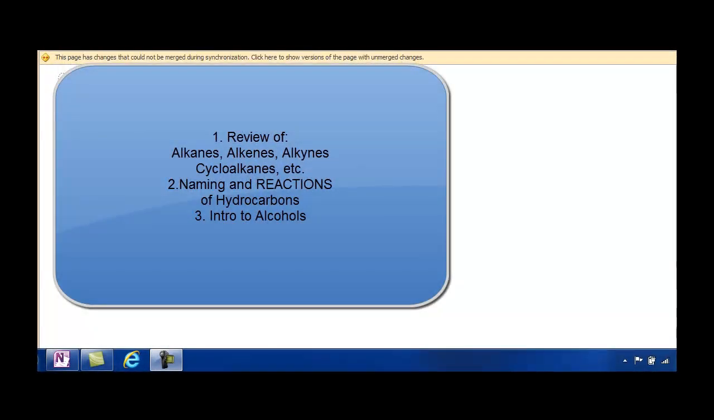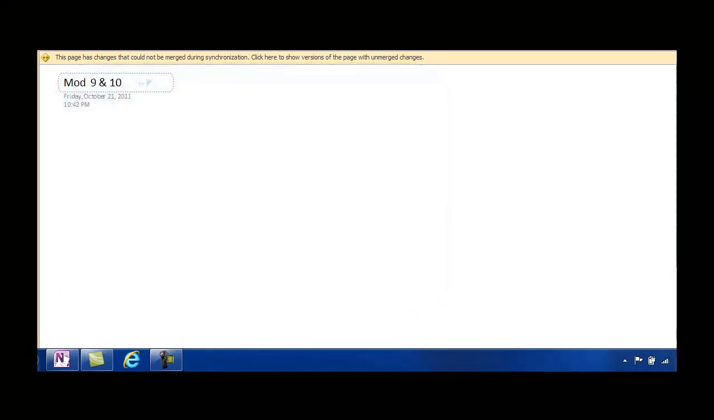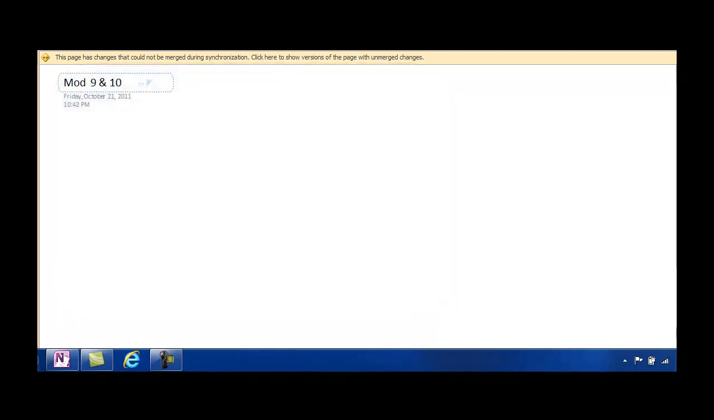So in today's lesson, we are going to review what we have seen in Module 9, which is alkanes, alkenes, alkynes, move on to new concepts which have to do with reactions of alkanes, alkenes, alkynes, cycloalkanes. We don't have a lot left in this module, so hopefully we'll wrap those up and move on to 10. Okay, so we'll review.